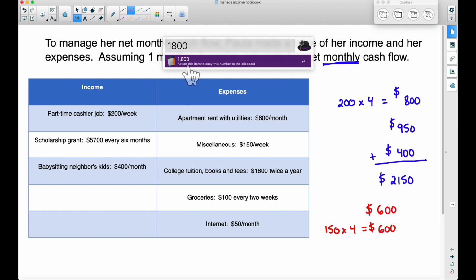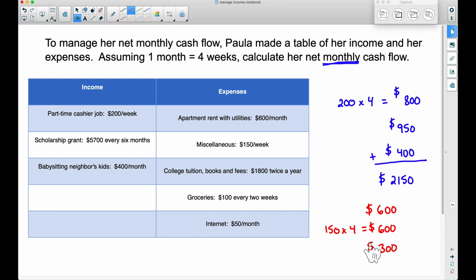Or you could look at it like this. Over the course of a whole year, since she's going to be doing this twice a year, $1,800 times 2 is $3,600. And if we break it up into monthly bits, dividing it by 12, $300. So regardless of how you look at it, whether you take this and divide by 6 or multiply by 2, then divide by 12, exact same thing. So therefore we have $300 per month for the college tuition, books, and fees.